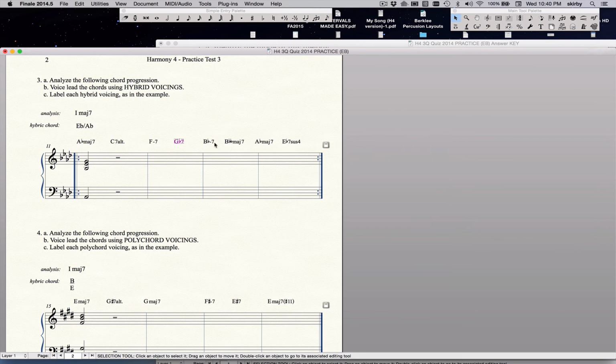augmented. This is a typo. It really should have been A major 7. If you saw that on the exam, it would be totally okay for you to change it to an A major 7 and write in relation to that.